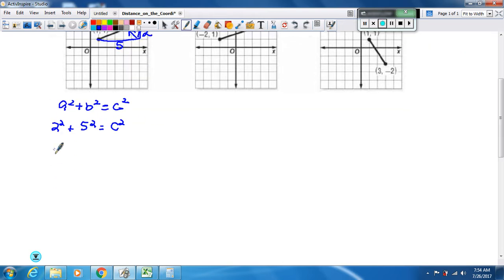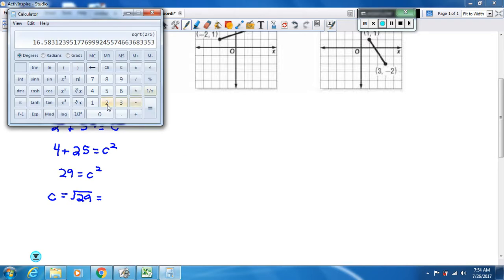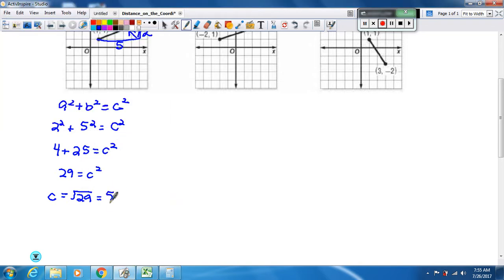Equals c squared. So 2 times 2 is 4, plus 5 times 5 is 25, equals c squared. 4 plus 25 is 29 equals c squared. You've got to find the square root of that to get the final answer. And the directions said to round to the nearest tenth, so I am going to use my calculator. 5.4 when you round to the nearest tenth. So the length of that segment is 5.4.